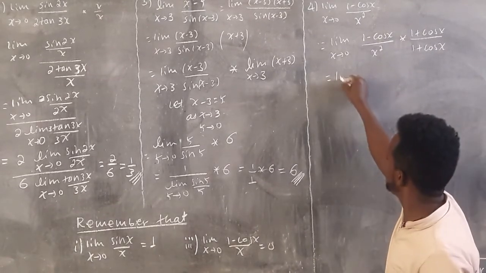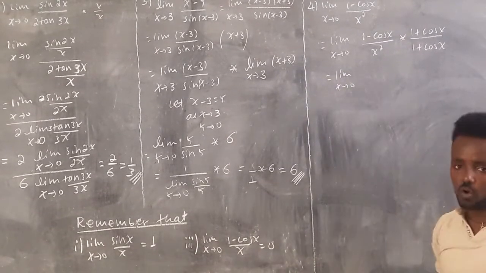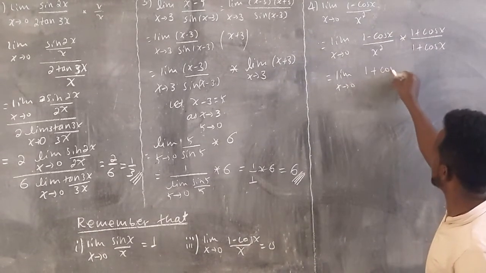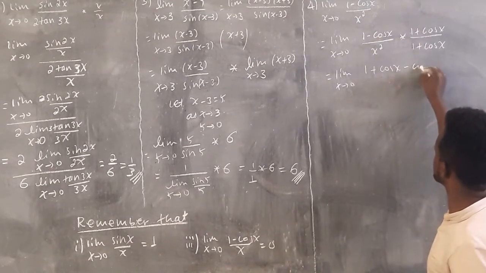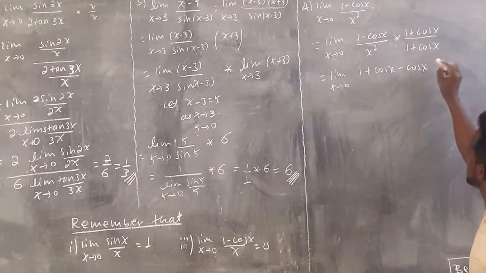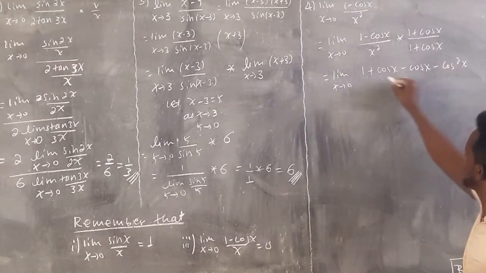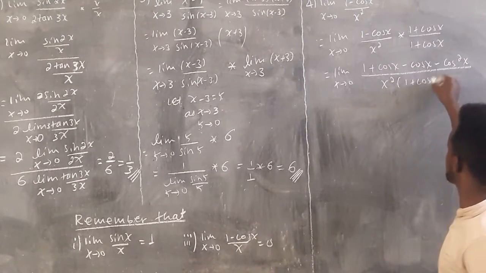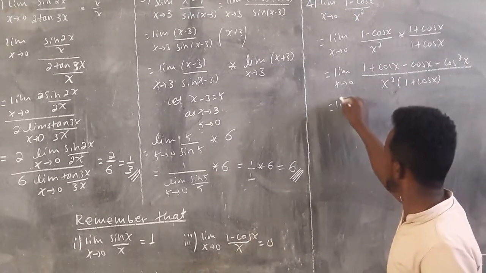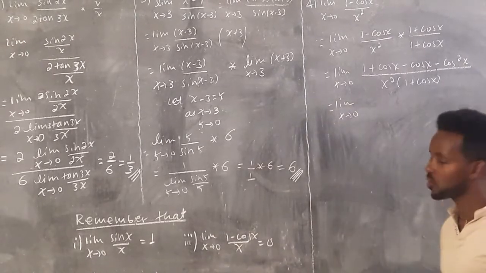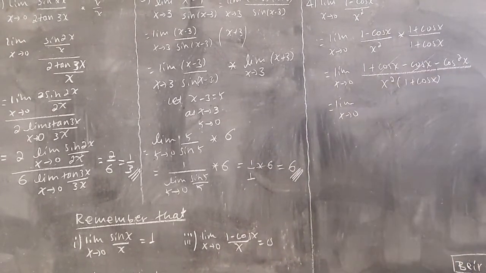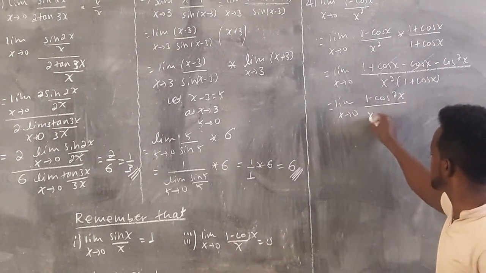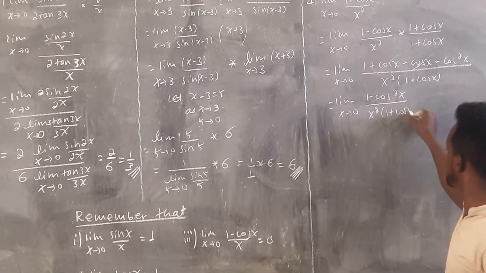So this is the limit as x approaches 0. 1 times 1 is 1. 1 times cos x is cos x. Minus cos x times 1 is minus cos x. Minus cos x times cos x is minus cos squared x, over x squared times 1 plus cos x. Here cos x can be cancelled by minus cos x, so we have 1 minus cos squared x over x squared times 1 plus cos x.